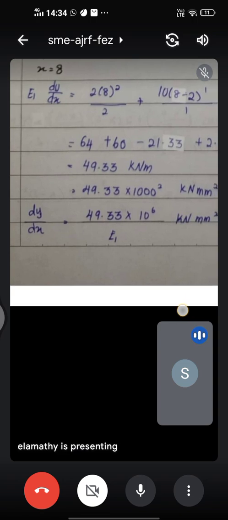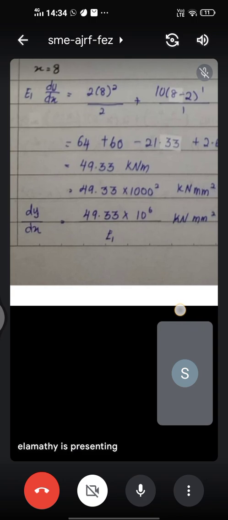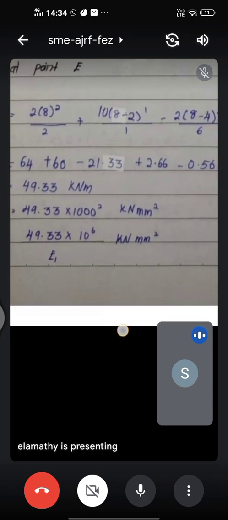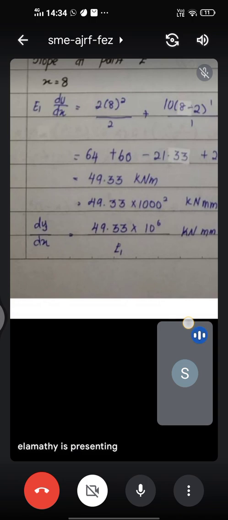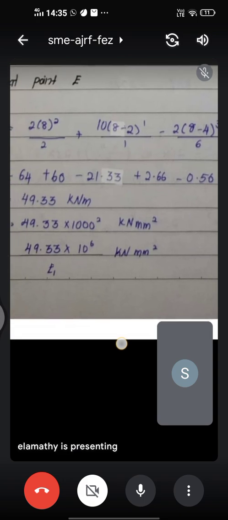So 49.33 times 1000 power of 2 equals kNmm2. So it equals 49.33 plus 10 to the power of 6 over EI kNmm.